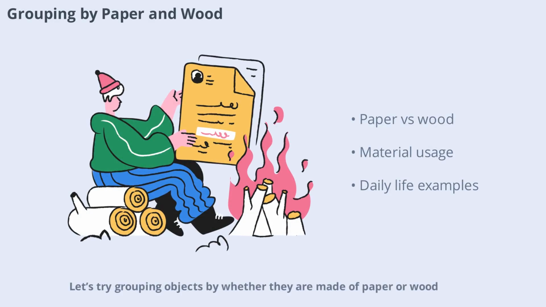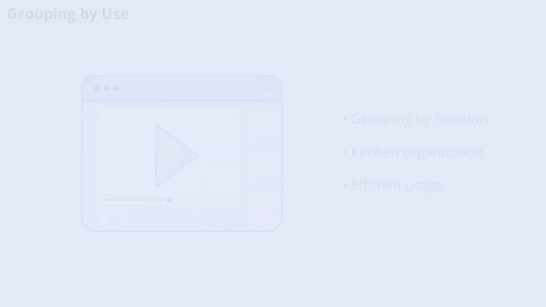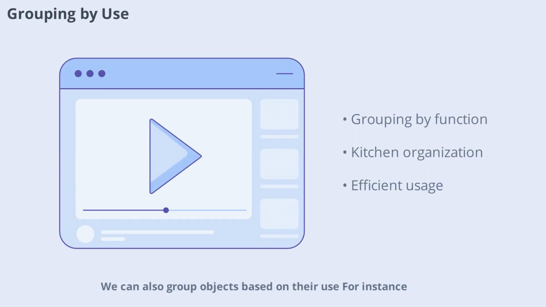Let's try grouping objects by whether they are made of paper or wood. For example, notebooks and books belong to the paper group, while chairs and tables are part of the wood group. This method helps us see how materials are used in our daily lives and why certain materials are chosen for specific purposes. We can also group objects based on their use. For instance, items used for preparing food like utensils and containers can be grouped together. This approach makes it easier to find and use objects efficiently, especially in places like kitchens or workshops where organization is key.